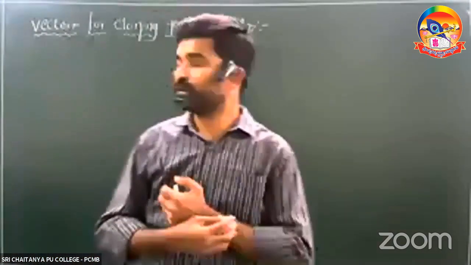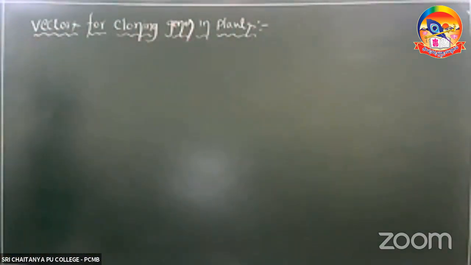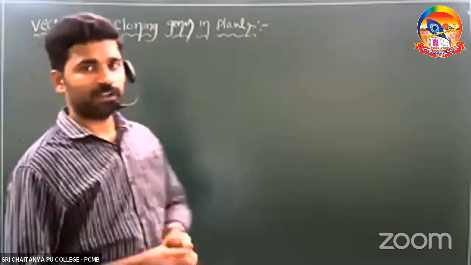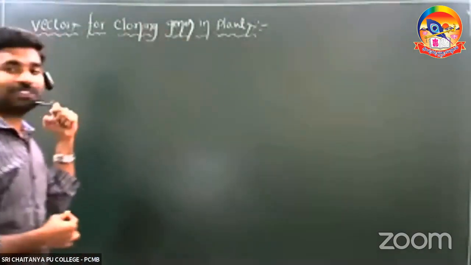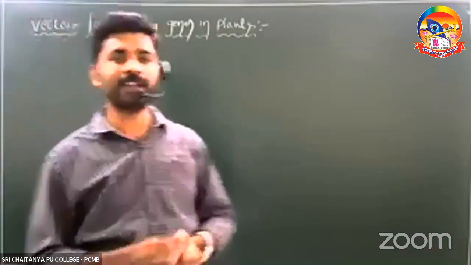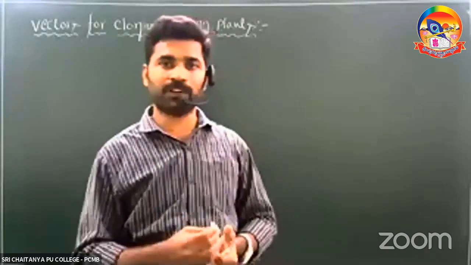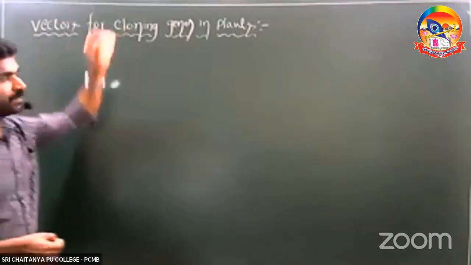Now we are going to discuss vectors for cloning genes in plants and vectors for cloning genes in animals. In the previous class, we discussed the ideal characteristic features of vectors. What are the important characteristic features of vectors? We discussed them in earlier classes, in the last class. Now we are going to discuss vectors for cloning genes in plants.